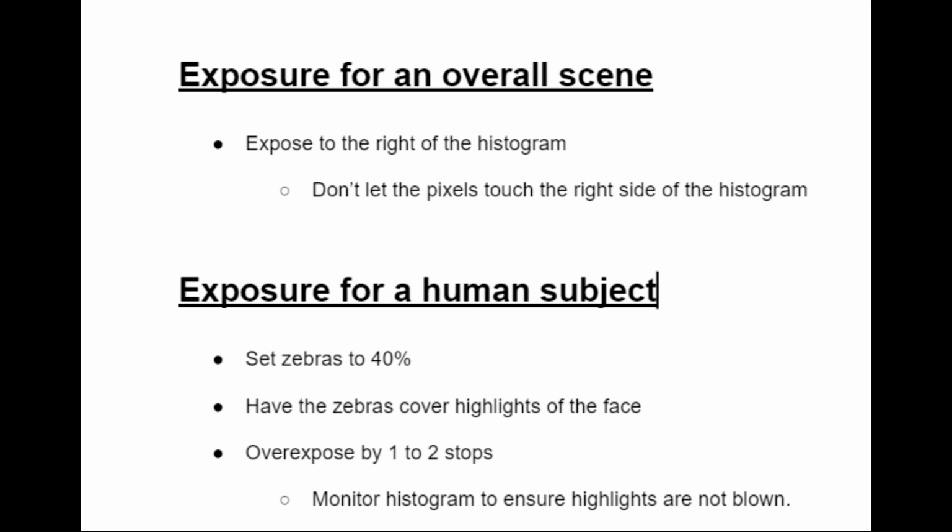So for a quick recap, when I'm exposing for an overall scene, I'll expose to the right of the histogram, but I'll make sure I'm not blowing out the highlights by having pixels touch the right side border of the histogram. When I'm exposing for a human subject, I'll set my zebras to 40%. Then I will up my exposure until the zebras are at least covering the highlights on the face of my subject. Then I'll take it a step further and begin to overexpose the image as long as I'm able to do it without blowing out my highlights, which is usually about 1 to 2 stops. So there you have it. That's how you expose for log.